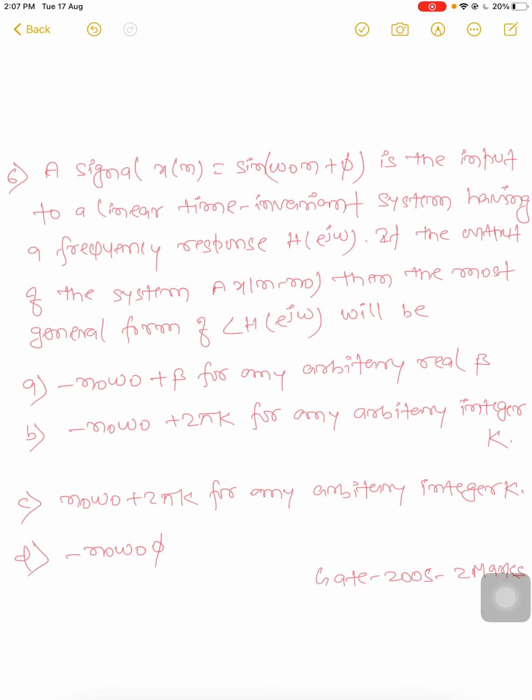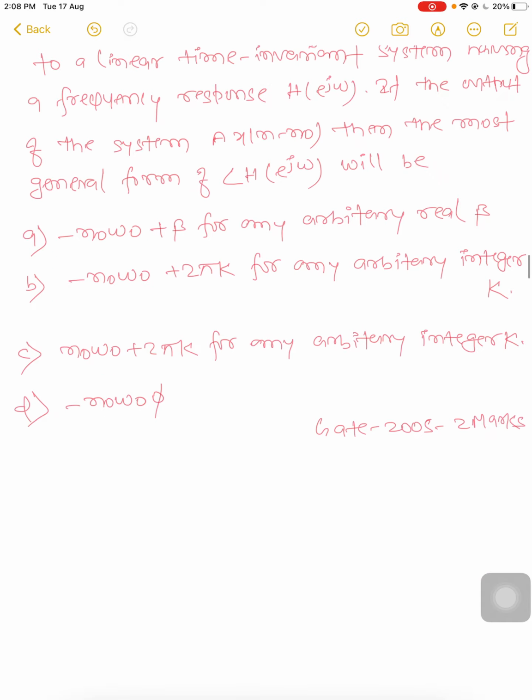Now, sixth question. A signal x[n] = sin(ω0 n + φ) is the input to a linear time-invariant system having frequency response H(e^jω). If the output of the system is A x[n − n0], then the most general form of angle H(e^jω) will be? We have to find out the angle.